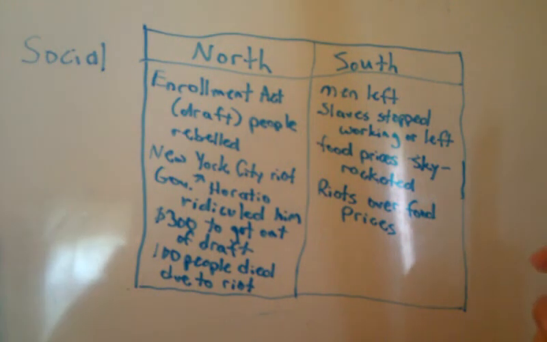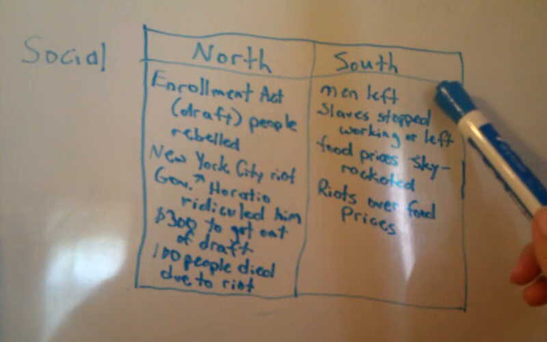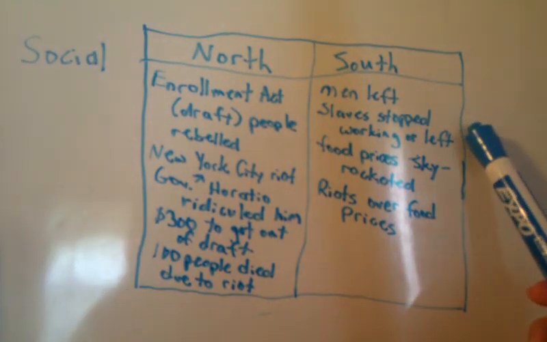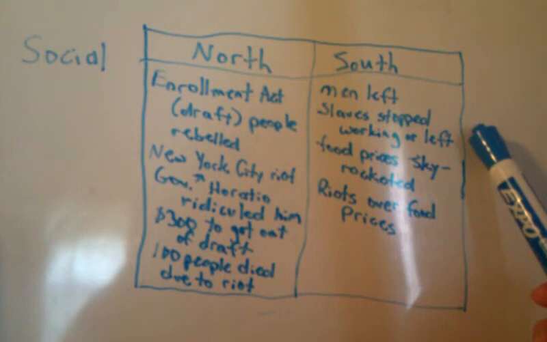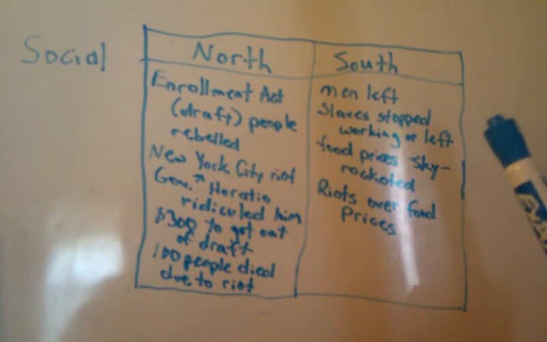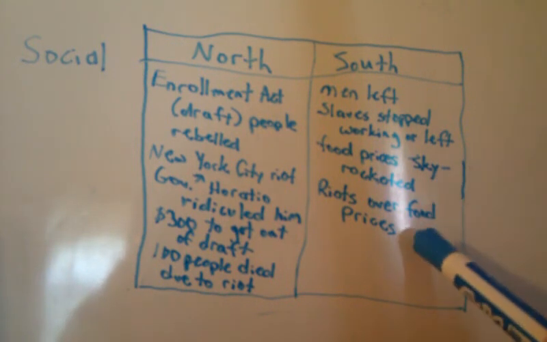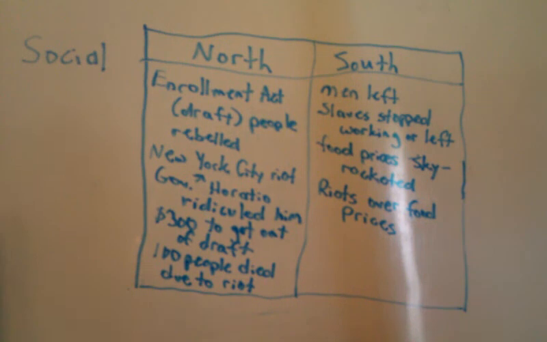Okay, in the South, many men left, so the slaves stopped working and many of them escaped. And since there was nobody there to plant the food, there wasn't much food. So the food prices skyrocketed, and then riots broke out over the food prices.